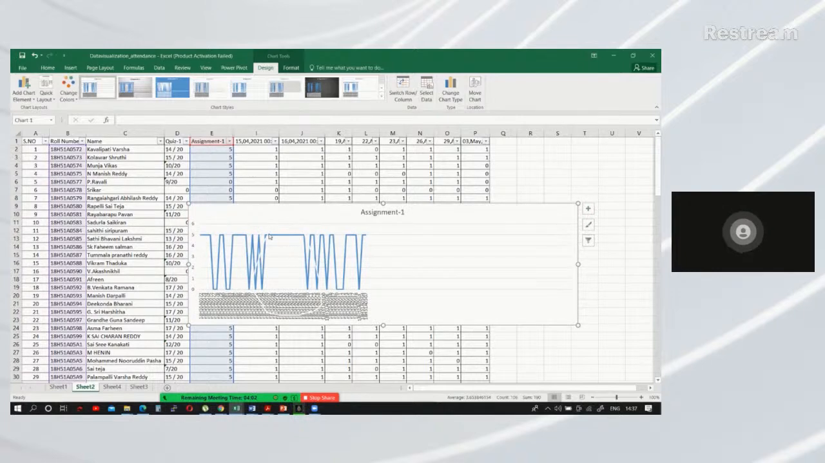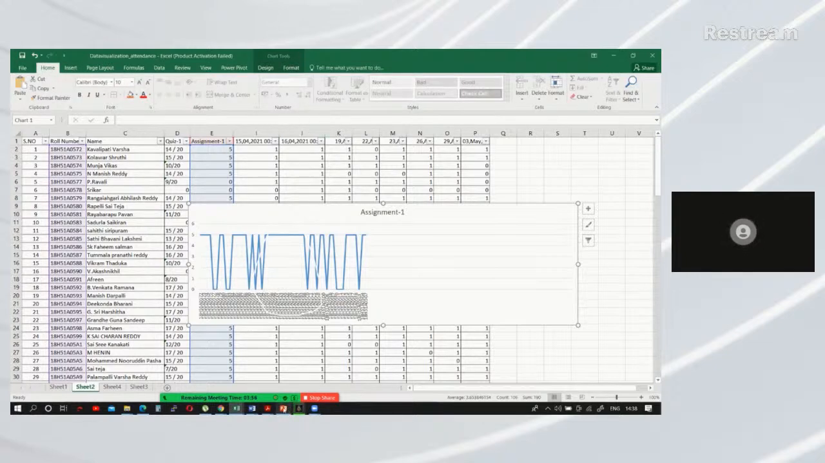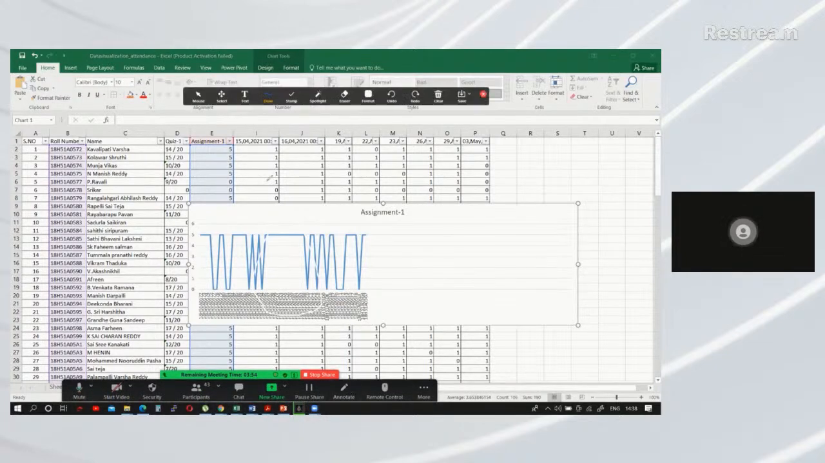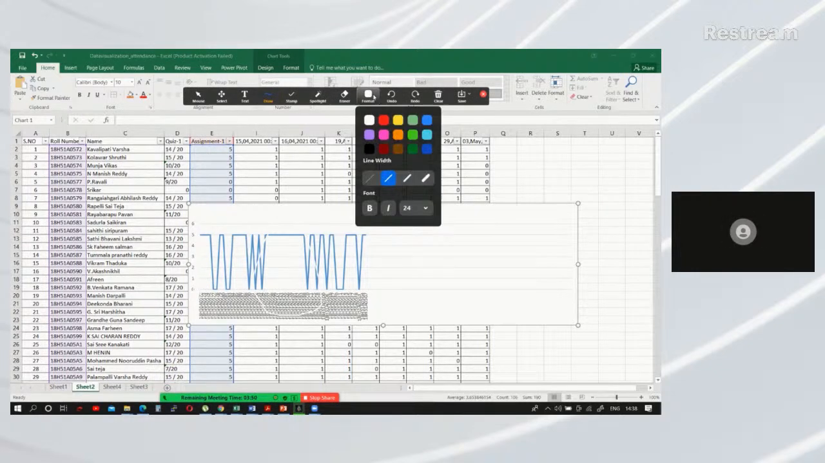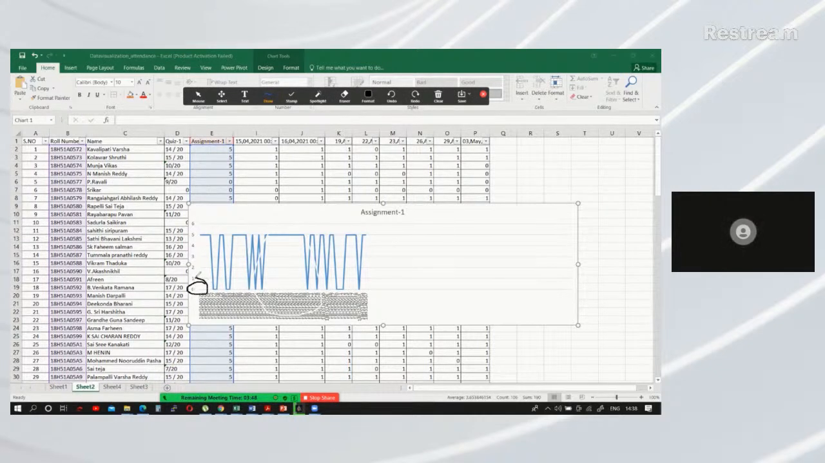If you observe this line graph, there are only two states of this assignment: either 0 marks or 5 marks. The marks are kept constant. What is varying? The varying position is the x-axis, because the marks are kept constant while your roll numbers are changing.